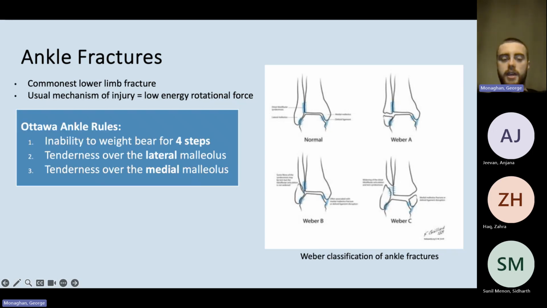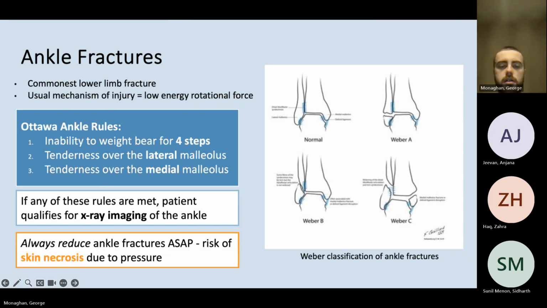We find out about a fracture with an X-ray, and the Ottawa rules are what we use to establish whether a patient needs an X-ray or not. The 3 points: inability to weight bear for 4 steps, tenderness over the lateral malleolus, or tenderness over the medial malleolus. The inability to weight bear is usually around the time of injury. So if they say, "Oh, I couldn't walk afterwards," or if they get to A&E and really can't put any pressure and walk on their affected foot, or they have tenderness over the lateral and medial malleoli, that's when you want to X-ray the ankle.